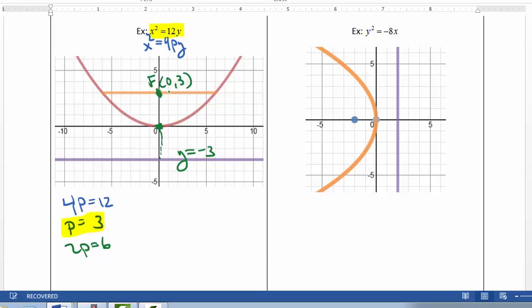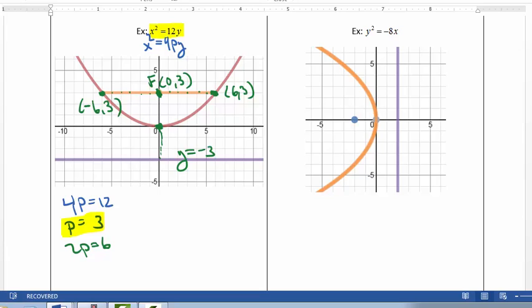So I would go 1, 2, 3, 4, 5, 6, and I would get here. So I'm at the point 6, comma 3, and then I would also do the same thing going to the left. 1, 2, 3, 4, 5, 6. I get another point here, which is negative 6, 3. So there's my 3 points, right? I would have negative 6, 3, 6, 3, and 0, 0. And then I could just connect them with a smooth curve, right? So that's what you would do with that one.